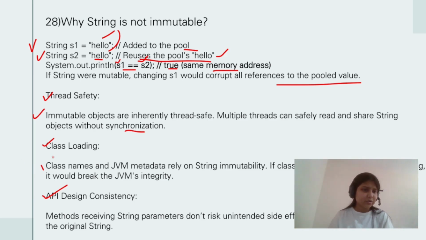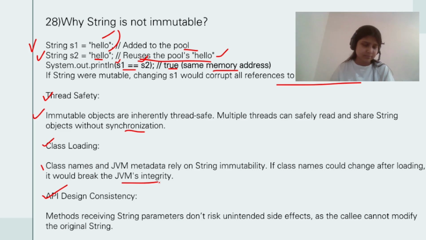Moving on to our next point, class loading. Class names and JVM metadata rely on string immutability. If class names could change after loading, it would break the JVM's integrity. The last one is API design consistency. Methods receiving a string parameter do not risk unintended side effects, as the callee cannot modify the original string. So I think it is clear.